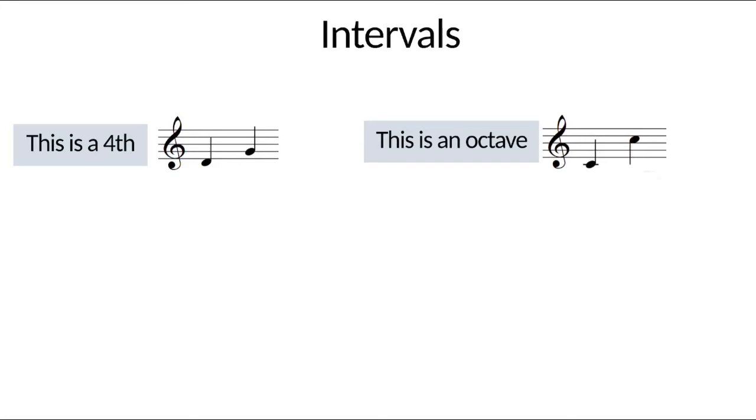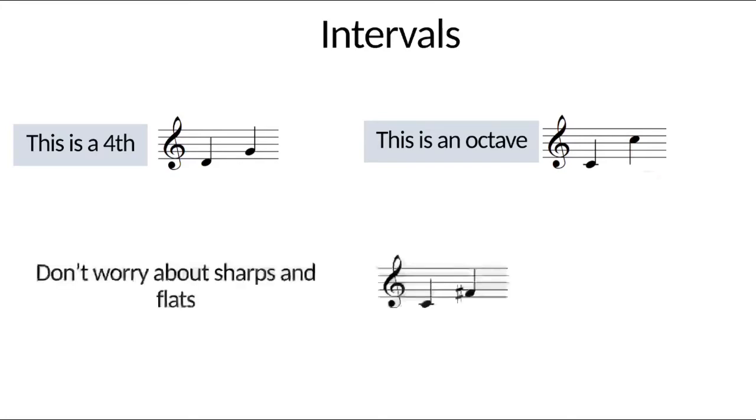Don't worry if sharps or flats appear before any of the notes. That doesn't affect the number that you're going to give of that interval. So these two notes, for example, we look at the lowest one, which is this one. We know that's a C. We know this note is an F sharp, but forget about the sharps. Just call it F for the purposes of finding the interval. So C's number 1, D's number 2, E's number 3, F's number 4. That interval, still a fourth.